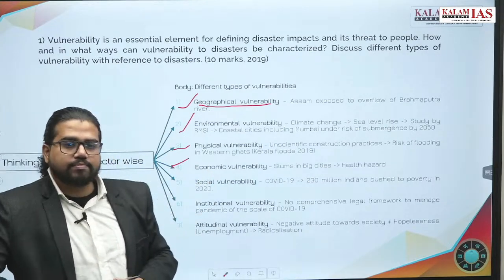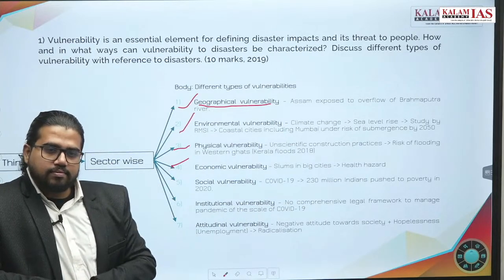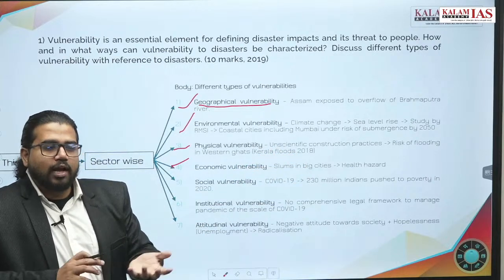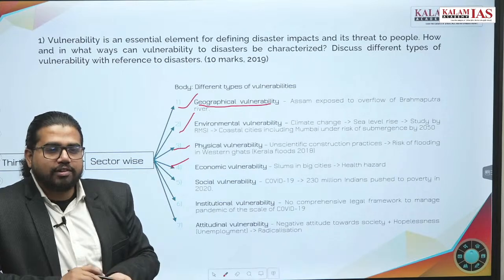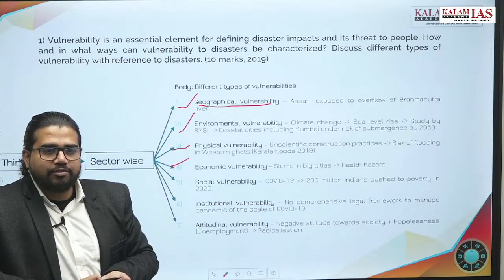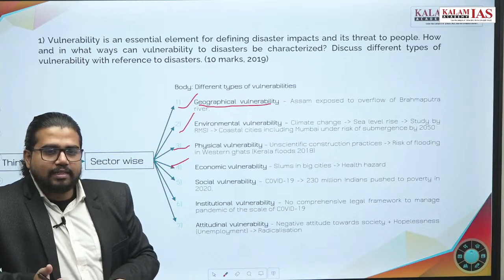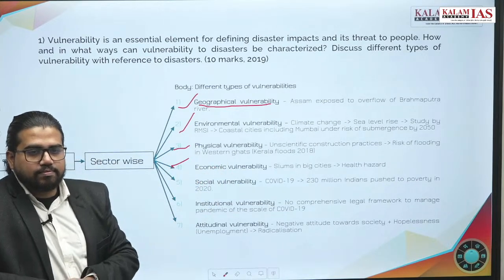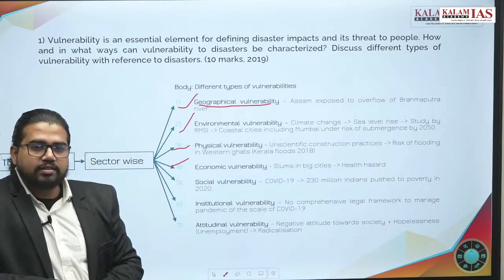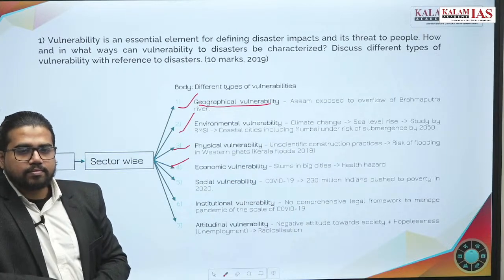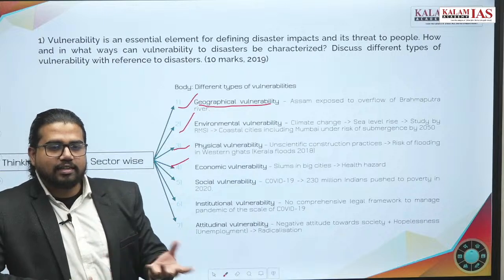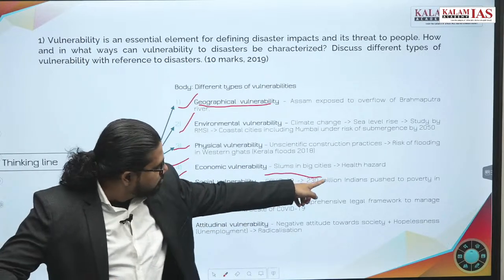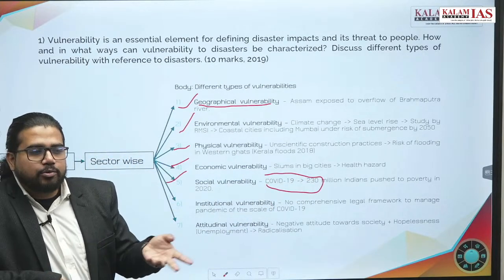Economic vulnerability. Like this example, the pandemic happened. Those who have access to health insurance, who have this coverage, economic options available, they are least impacted. Those impacted are the migrant workers who don't have the economic capabilities. Nepal earthquake, like the 1999 cyclone, they didn't have the capacity. Social vulnerability: 20 to 30 million people were pushed back to poverty in India in one year.